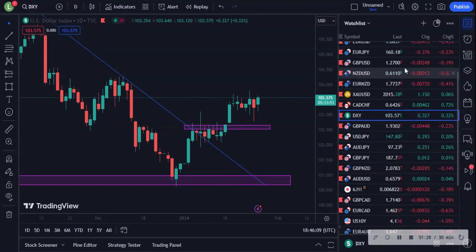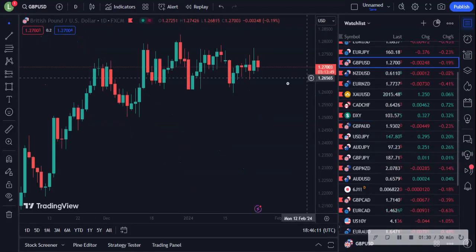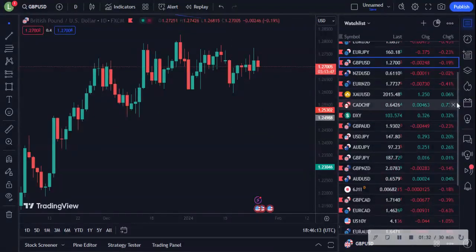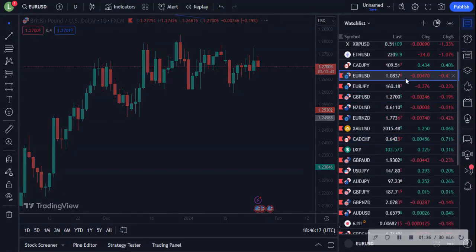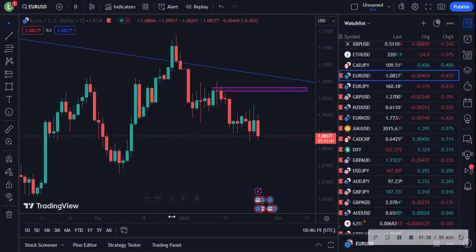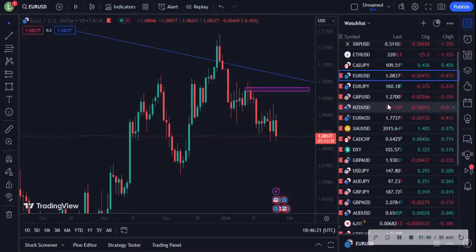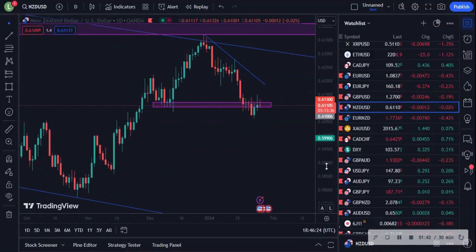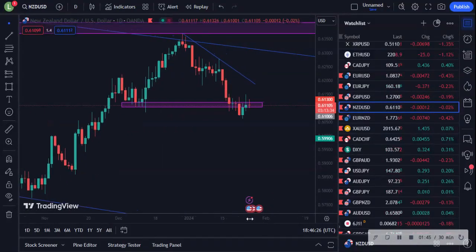So, with that being said, you can short pairs like the pound against the dollar, the NZD against the dollar, the euro against the dollar. You can short them all. So NZD is the one that is kind of at the best entry right now.